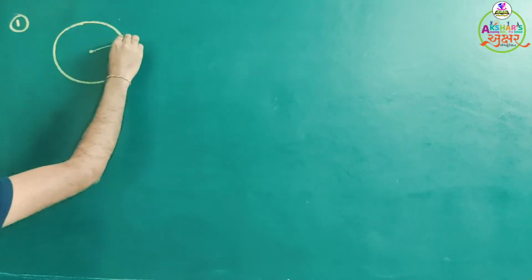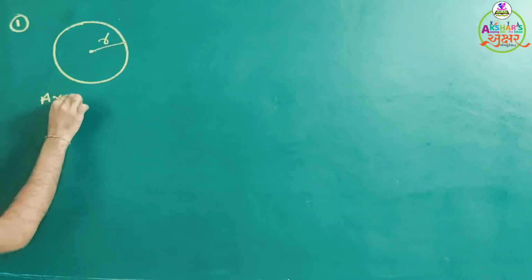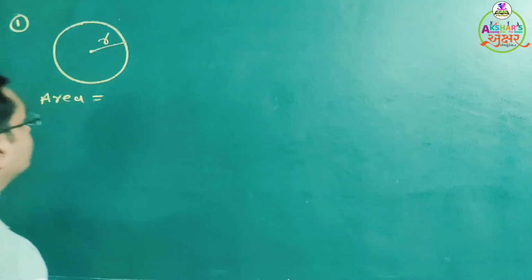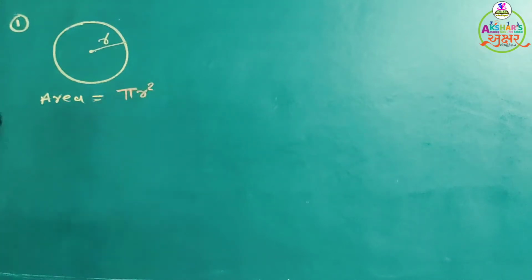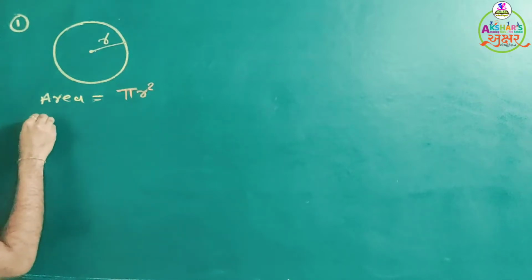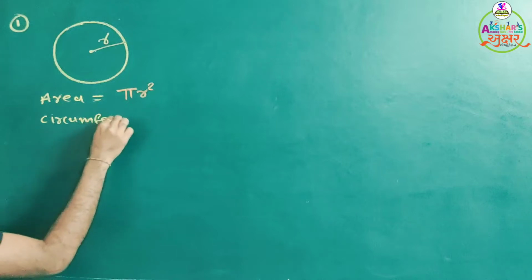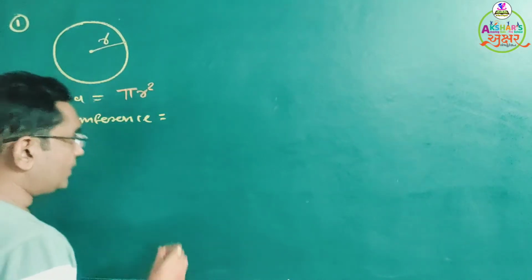So let's say this is one circle with radius r. What is the area of the circle? The area of a circle with radius r is pi r square, and what is the circumference? The circumference of a circle with radius r, that formula is 2 pi r.